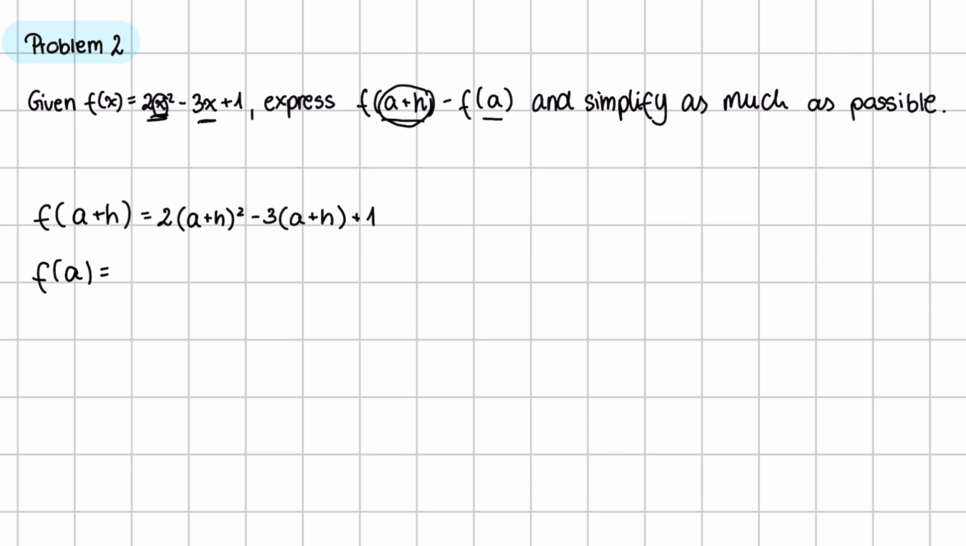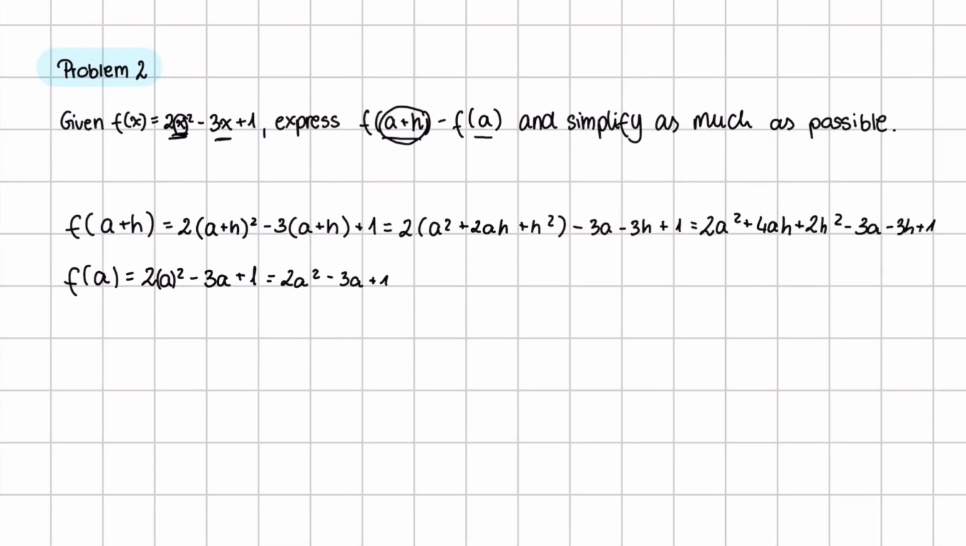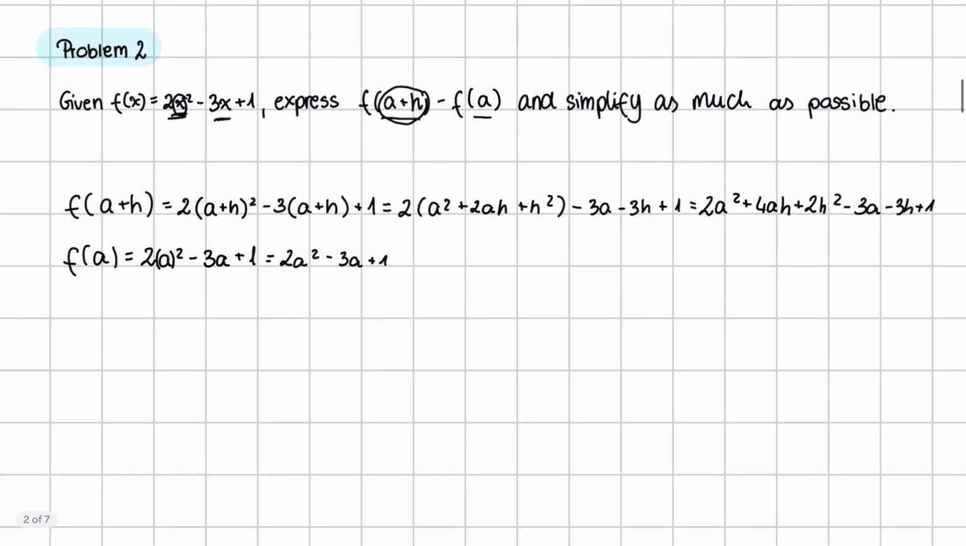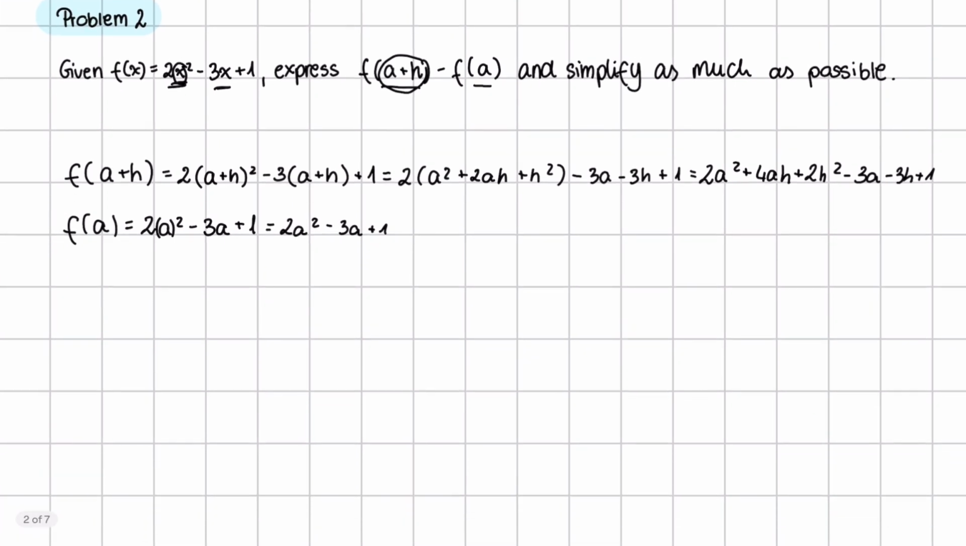And in here f(a) is a squared minus 3a plus 1. Now we need to simplify it. So it looks like this for now, and we can subtract from our first function our second function. So it will be a squared plus 2ah plus h squared minus 3a minus 3h plus 1.